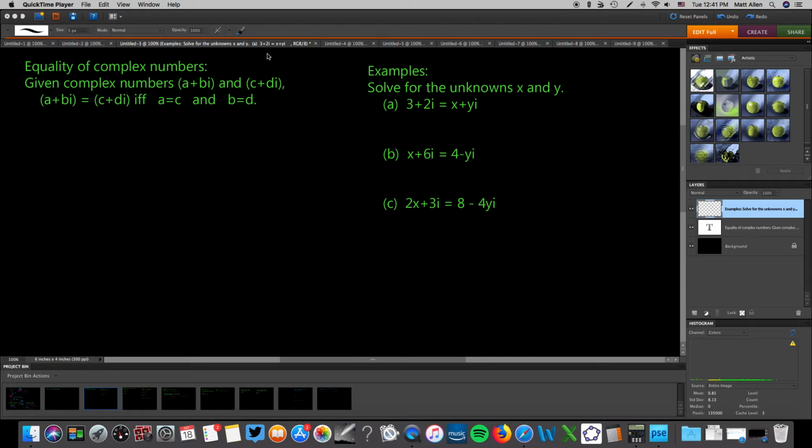Okay guys, in our last video we took a look at what we mean by a complex number. In this video we're going to start our exploration of operations with complex numbers. And so a good place to start is just looking at what would have to be true about two complex numbers if they are equal.